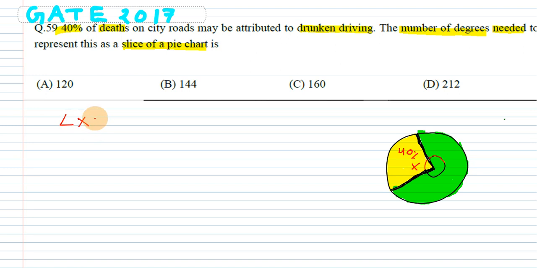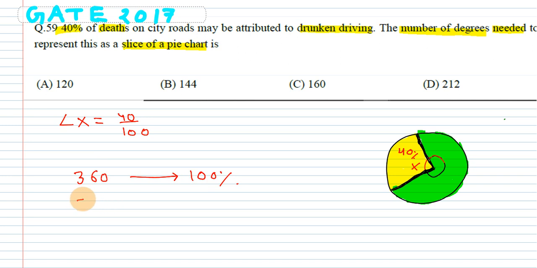So angle x is how much? Angle x will be 40%, that is 40 by 100 of what? 40 by 100 of the whole angle. This area is covering 40%, so the angle will also be in the same fraction, right? The total angle is 360, and we can do it this way also: if 360 represents the whole, meaning 100%, then we have to find the 40%.